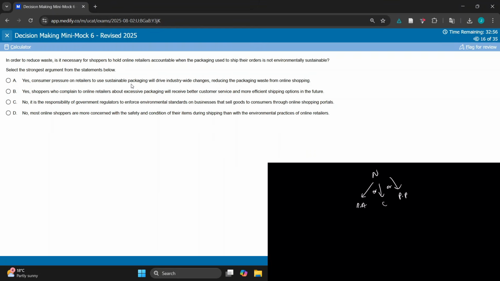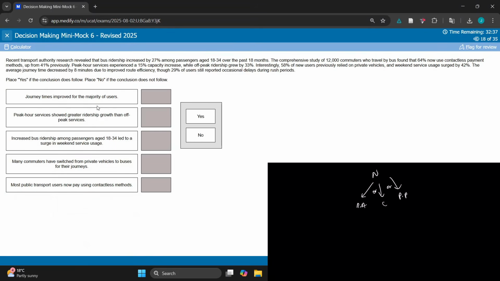In order to reduce waste, so reducing the packaging waste, so it could be this one. It's necessary for shoppers to hold online retailers accountable when the packaging used to ship the orders is not environmentally sustainable. Shoppers who complain to online retailers about excessive packaging will receive better customer service and more efficient shipping options in the future. It's responsible to government regulators to enforce environmental standards on business goods. No, yeah, I think it just has to be that one. Okay, let's skip this one.